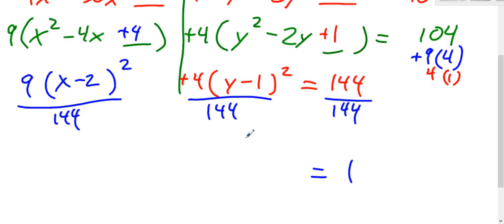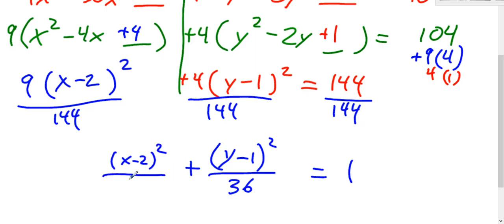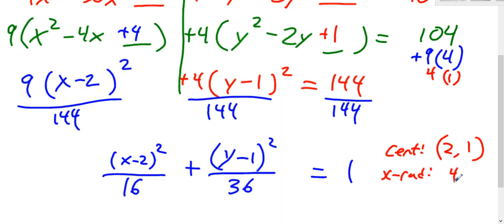so this 4 over 144 will reduce to 1 over 36. So it's y minus 1 squared over 36. And 9 over 144 would reduce to 1/16. So that's x minus 2 squared over 16. So now we're in standard form. Our center is 2, 1. It's an ellipse, and our x radius is 4, and the y radius is 6.